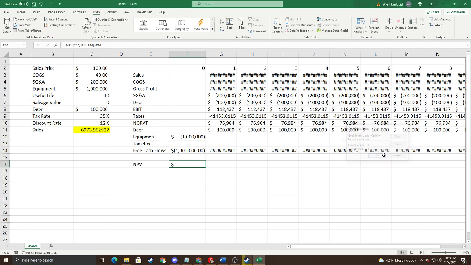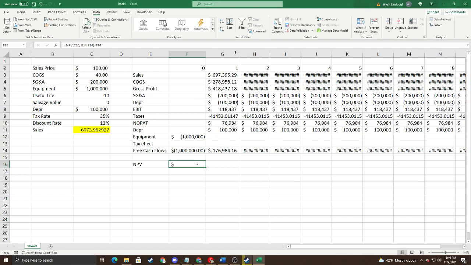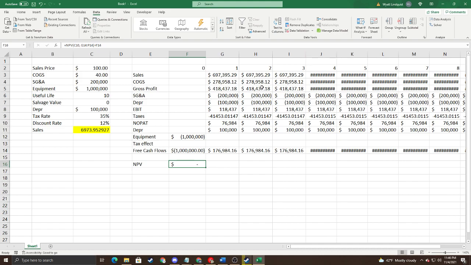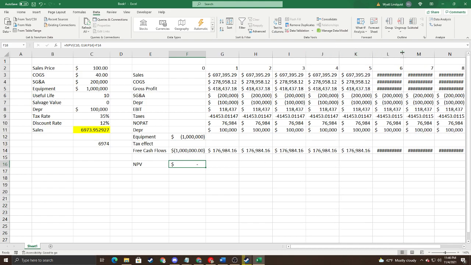Now, it kind of ruins our spreadsheet because the numbers are a little wonky, but we get sales equaling 6,973.95. Well, not dollars, just that many sales. So we probably want to round it up to about 6,974 for sales. That's probably closer to the actual sales that we want. But that's what's going to give us a net present value of 0.